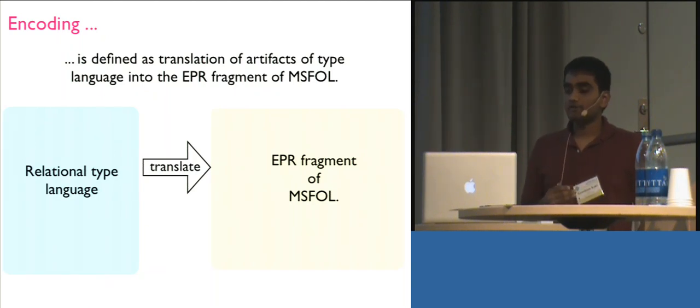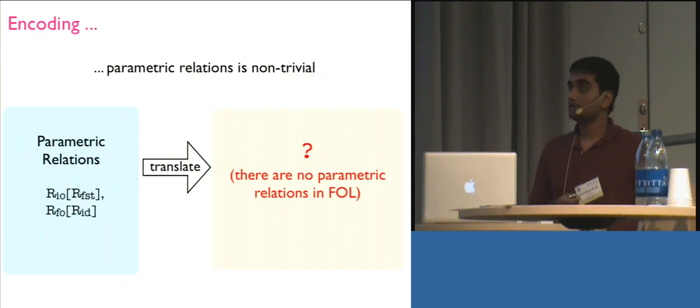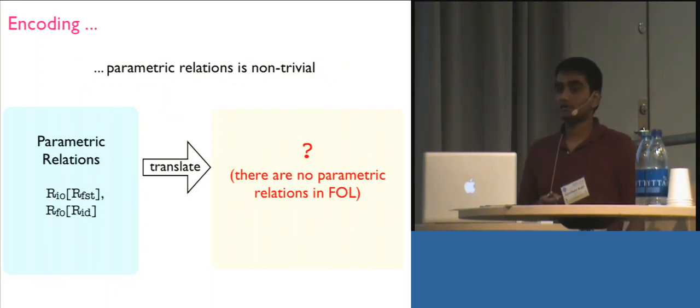Encoding of type refinements is defined by a function that translates artifacts of a type language into many-sorted first-order logic. Most constructs of a type refinement language, such as relations, types, the ML types and so on, are straightforward to encode in the EPR fragment of MS-FOL. However, encoding parametric relations is non-trivial because parametric relations do not exist in first-order logic. So how do we go about encoding parametric relations?